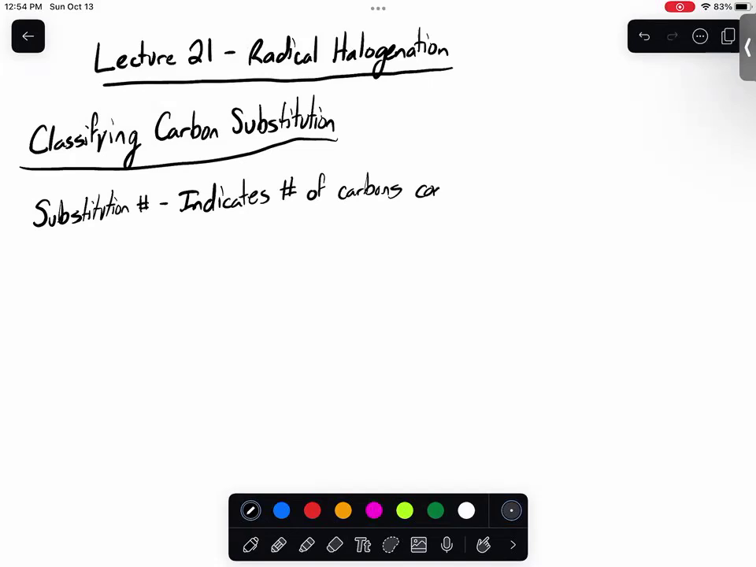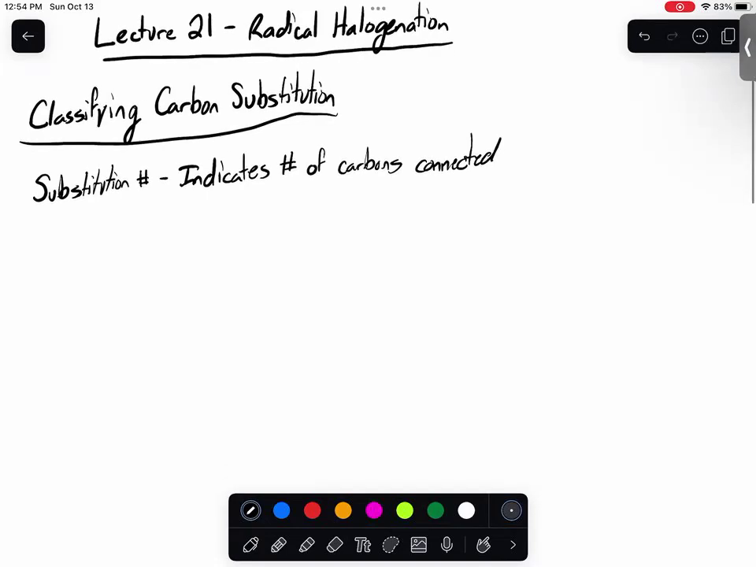All right. And so this is very helpful whenever we're talking about things like hyperconjugation stabilization, right? The reason we'll look at in just a second, but essentially, the substitution number just indicates the number of carbons connected. And we have four different ways that we can classify something because a carbon can have up to four different carbons attached to it. So we have primary, right?